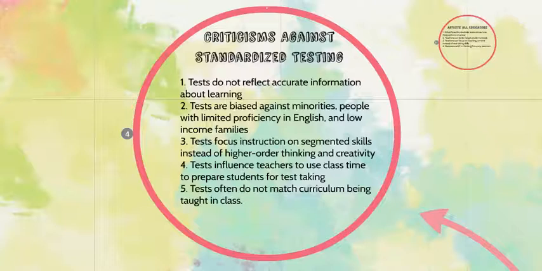The standardized tests also focus instruction on segmented skills instead of higher-order thinking and creativity. They influence teachers to use class time to prepare students for test taking instead of actually focusing on content and letting the students learn what they need to learn. And tests often don't match the curriculum being taught in class. So there's really a disconnect between what we should be teaching the students and what we are.